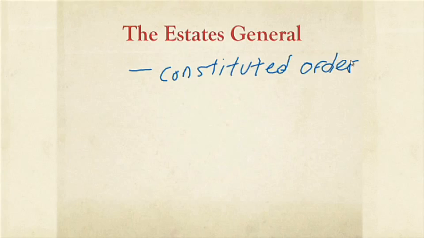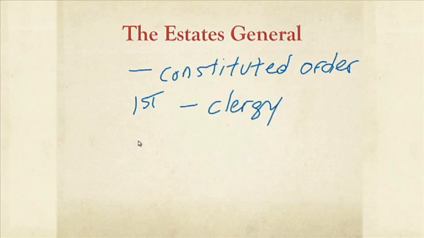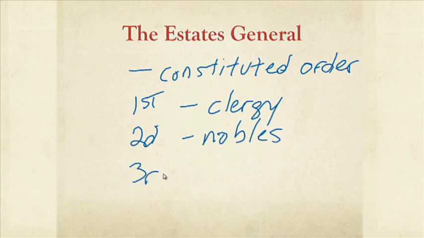This is an intermediary body that's going to reflect the liberties and privileges of France. The First Estate, clergy. The Second Estate, nobles. Third Estate, others. Basically, other men of property, lawyers, and so forth, who were not in the First and Second Estate.